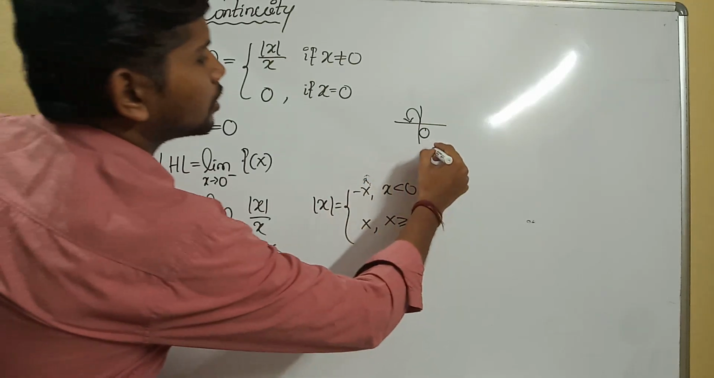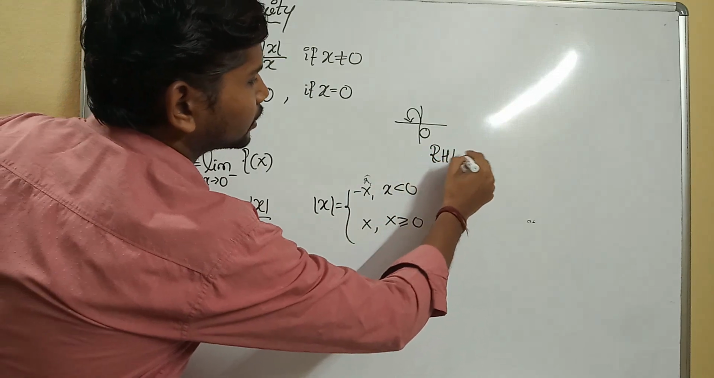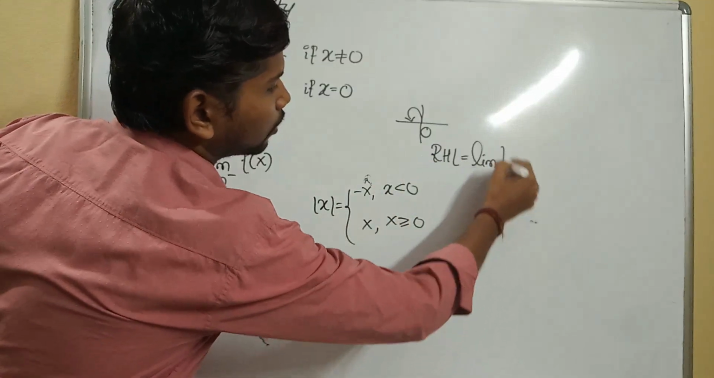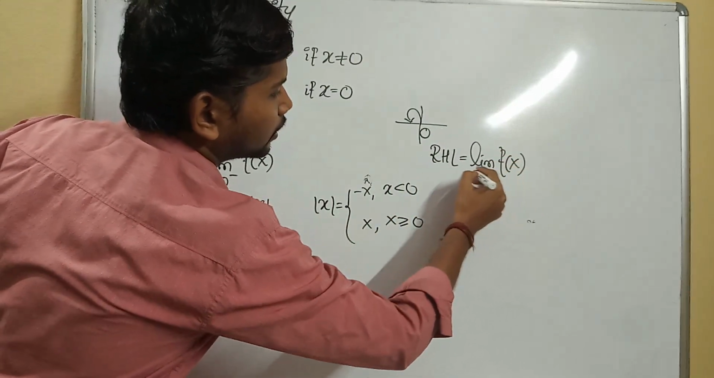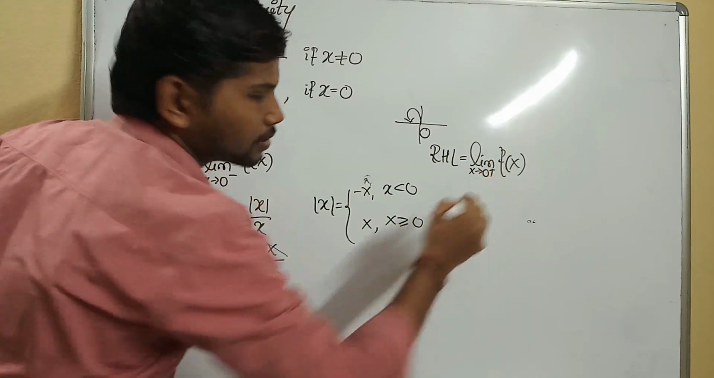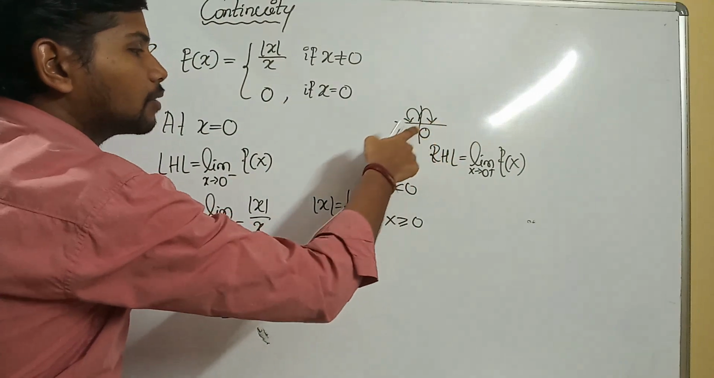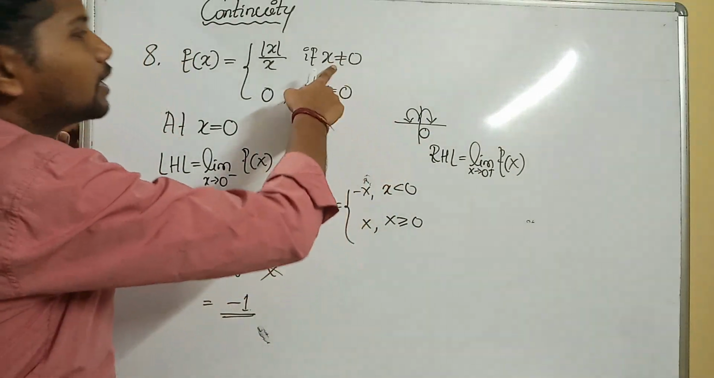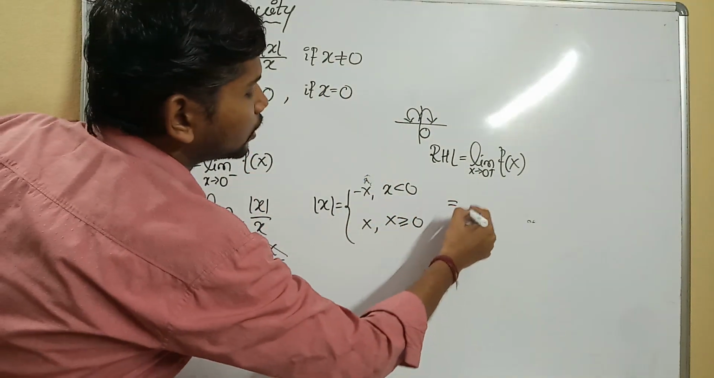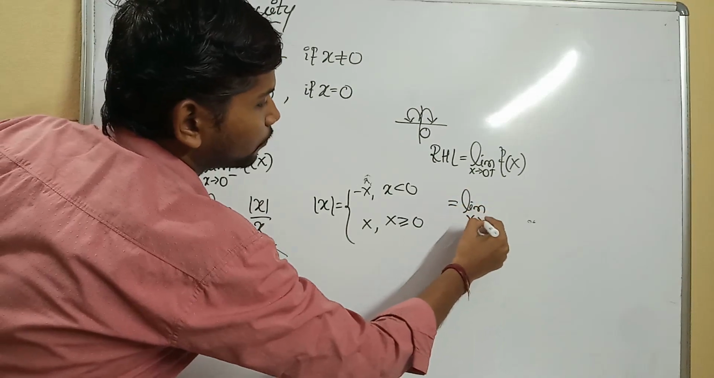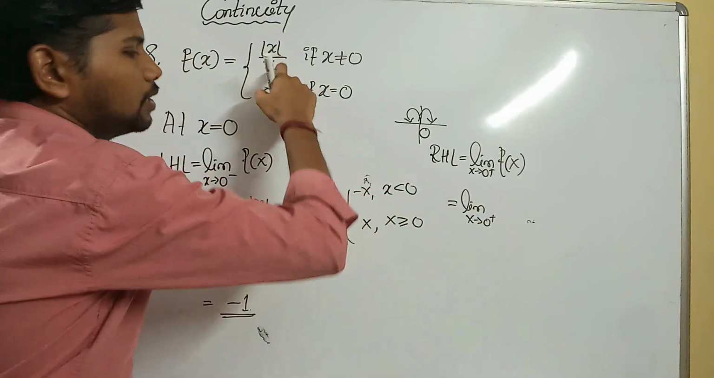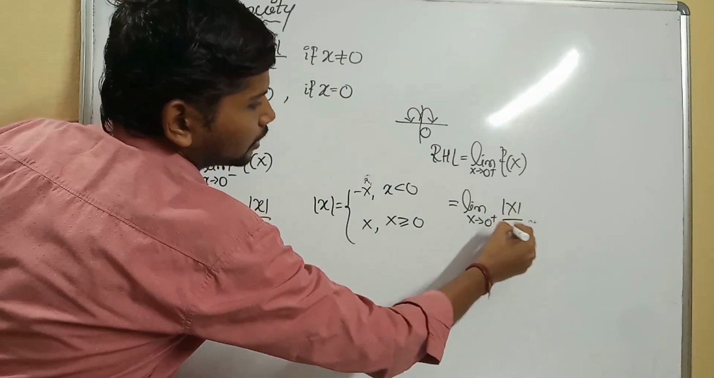In the similar manner, I need to solve the RHL. What is RHL? Limit of f of x as x tends to 0 plus. 0 plus means right part of 0. Right part of 0 is not equal to 0. Then also I need to select the first function. What is the first function? Yes, modulus of x divided by x.